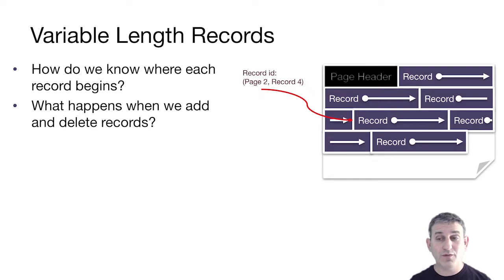Page 2, record 4, for example, in this picture, what is the offset that record 4 is at? Another question is what happens when we add and delete records. So suppose we delete a record that's small and we want to insert a record that's big. It won't fit in the hole left from the record we deleted. So we're going to need to think about how to manage empty space on the page.